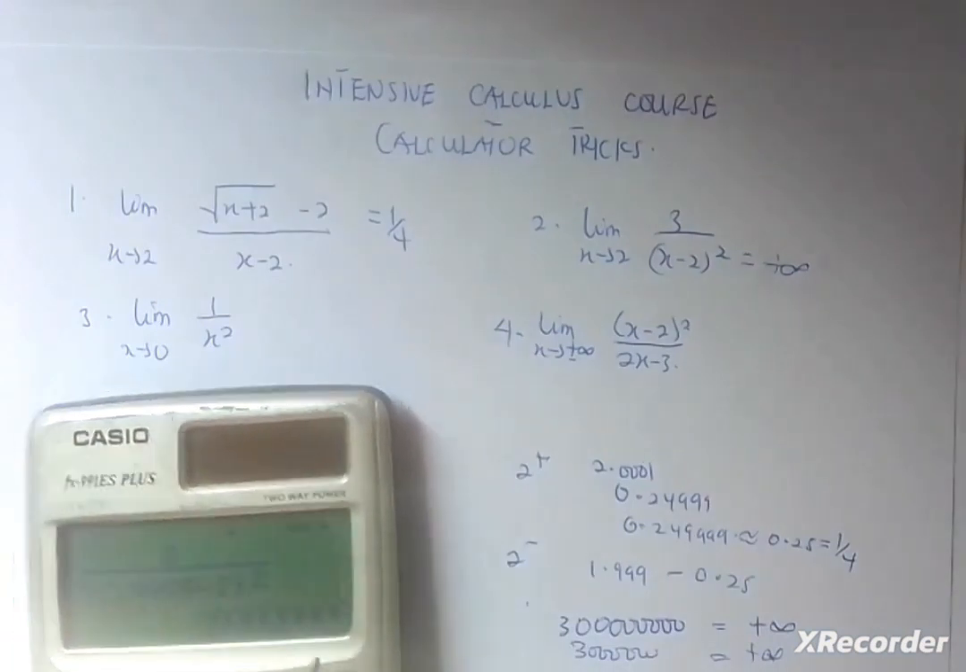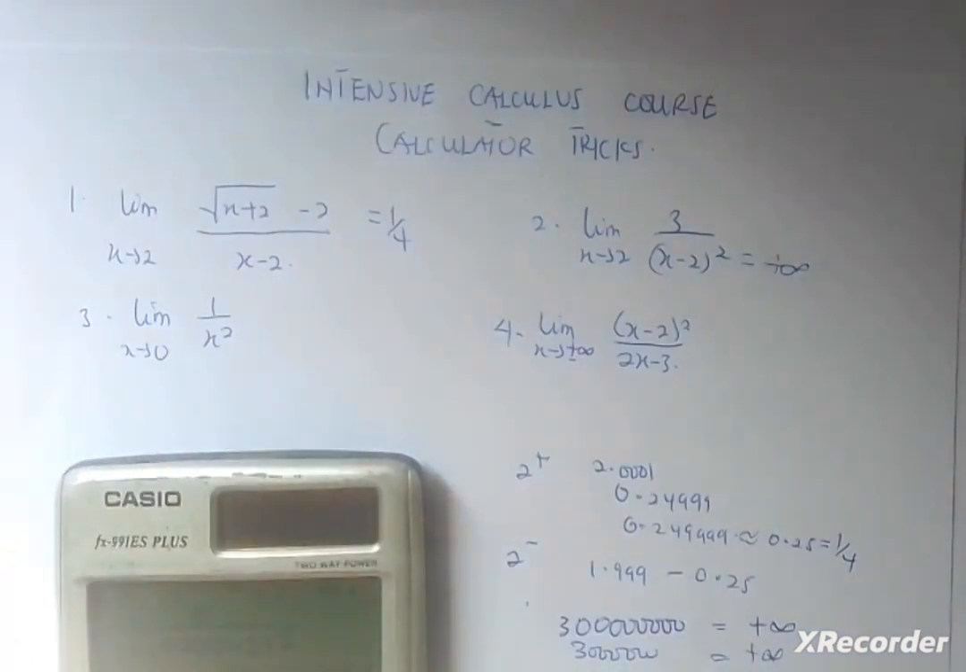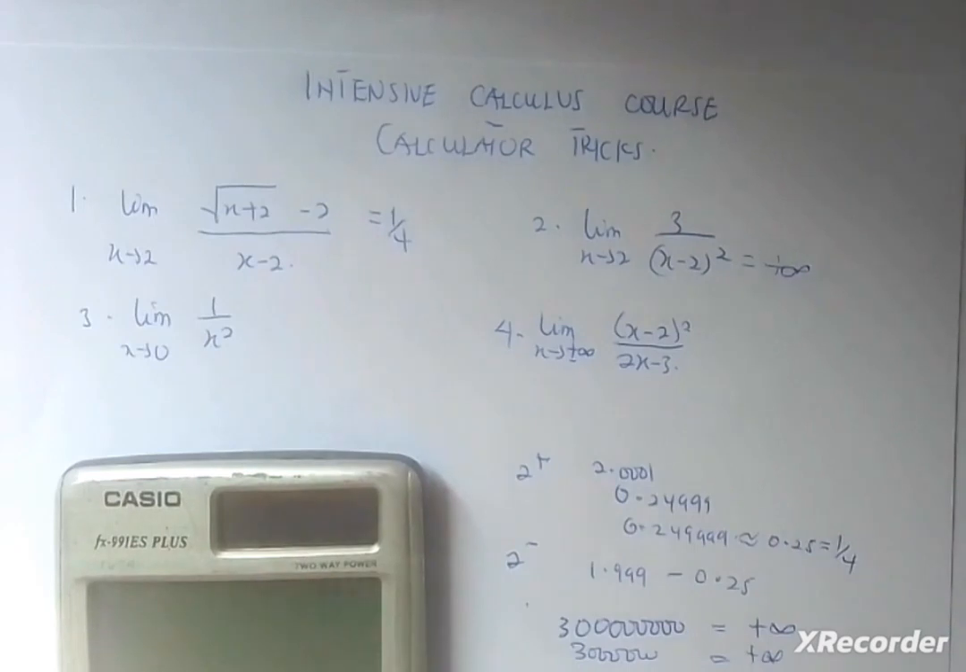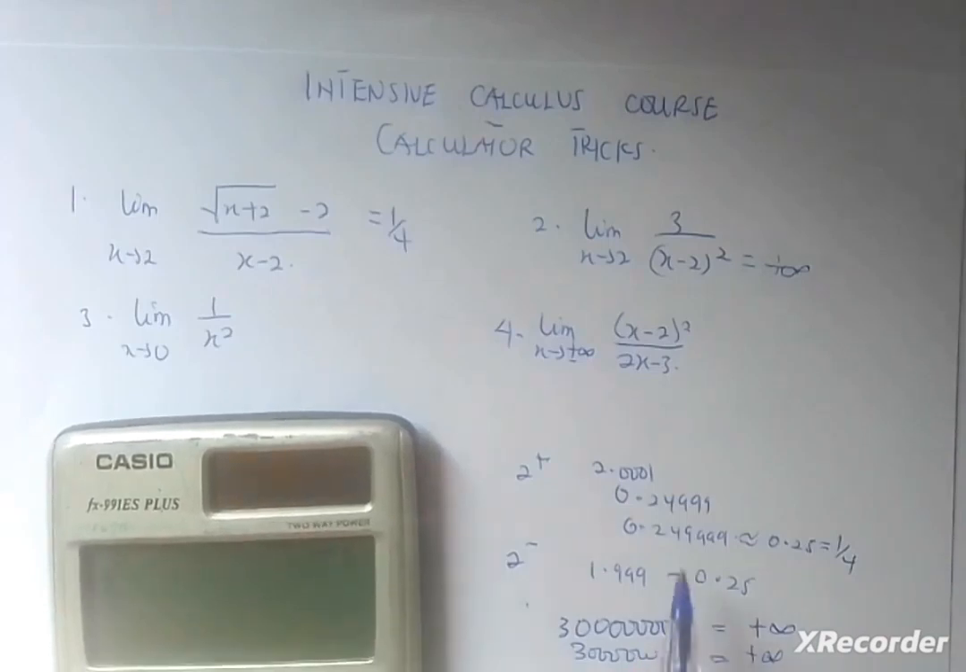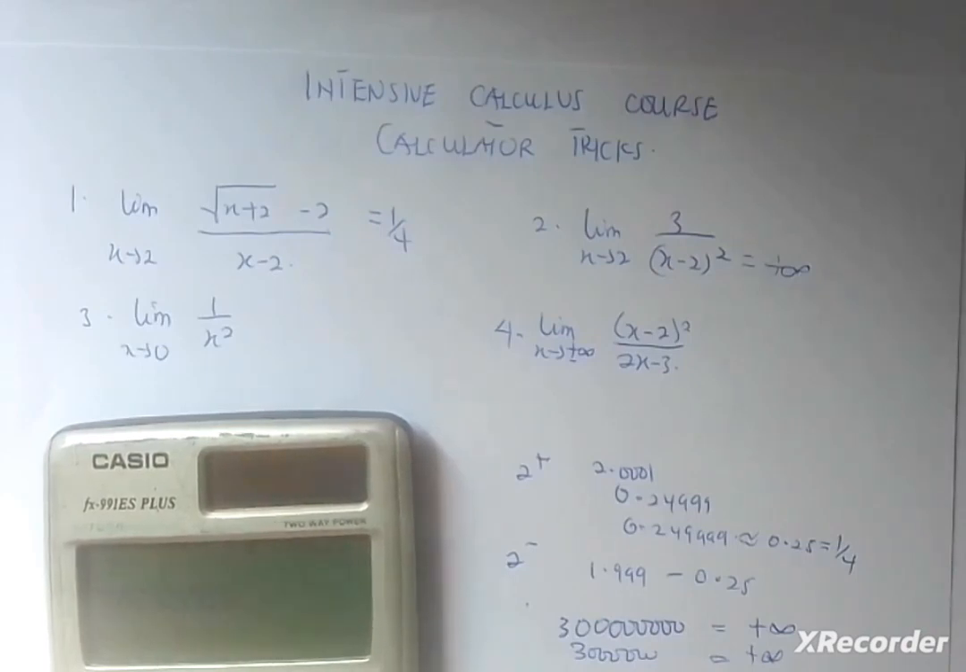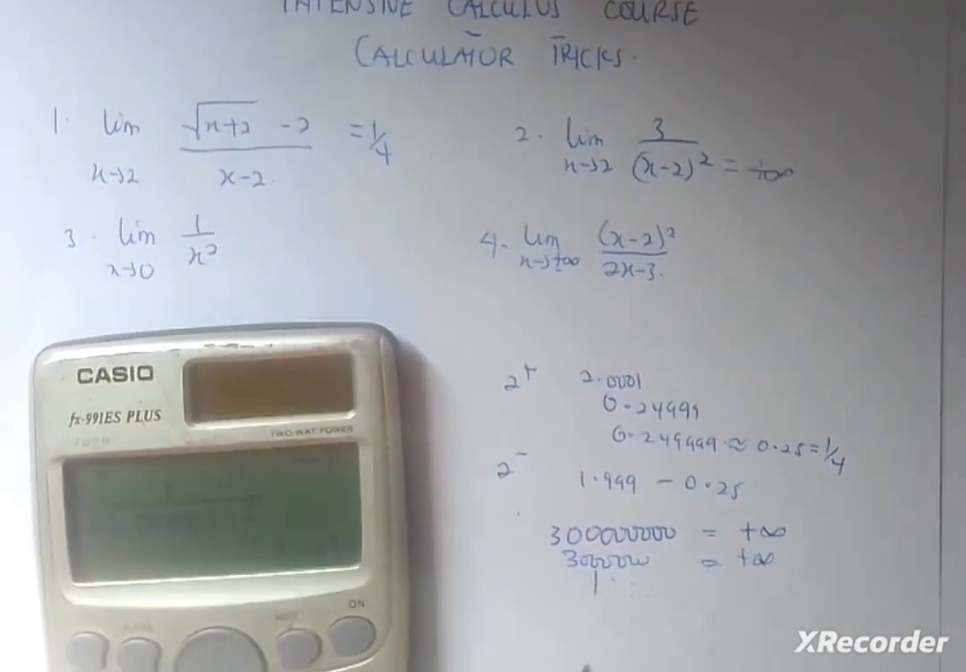Now let's see the third question I have here. I'm going to have 1 over the expression x squared, but x is approaching 0. So on the right of 0, as we've been doing, I'll have 0.00001, then all squared. And that is also going to give me 1 times 10 to the power 10, which is also positive infinity. It's very huge.